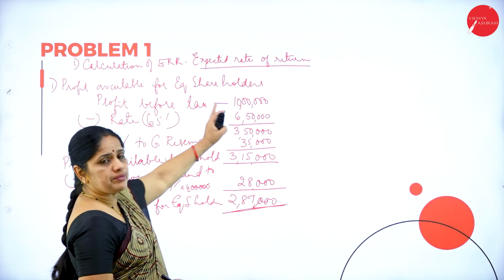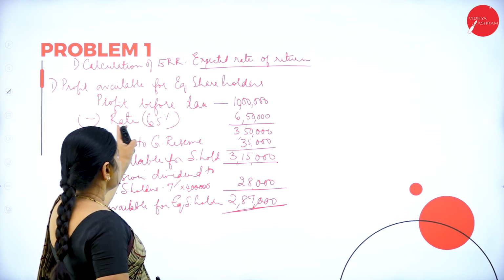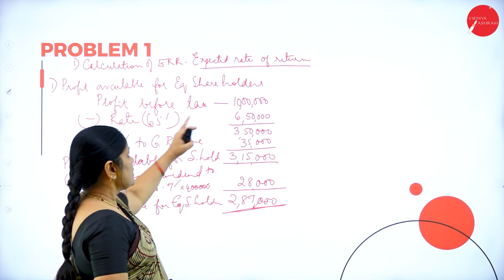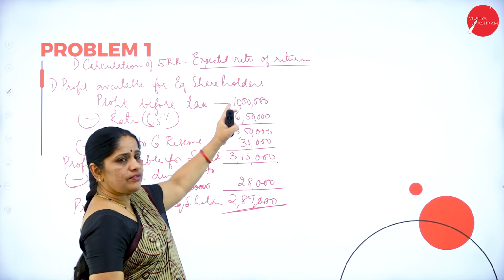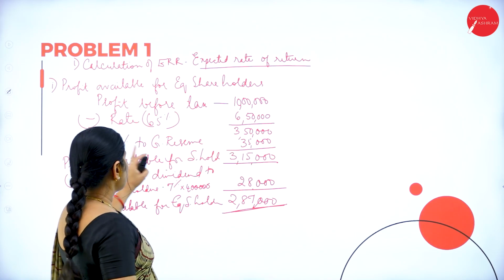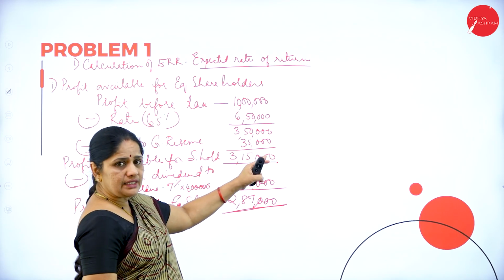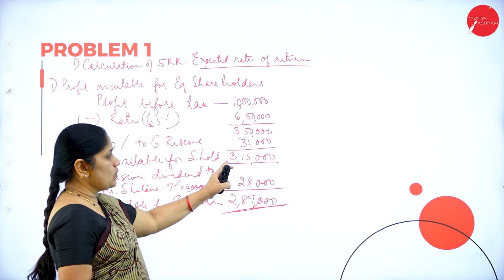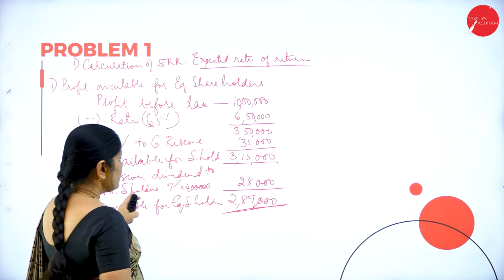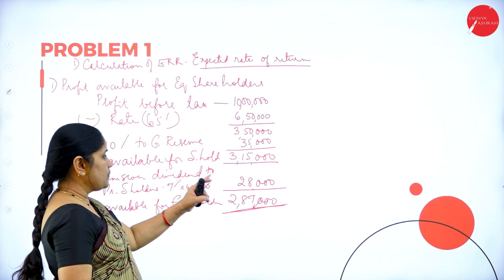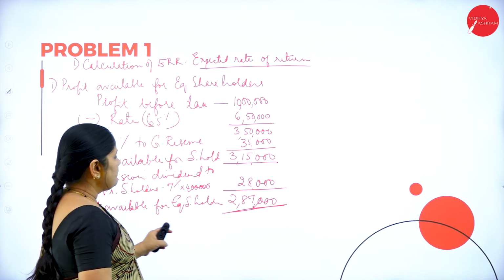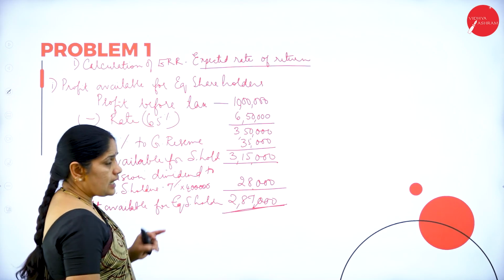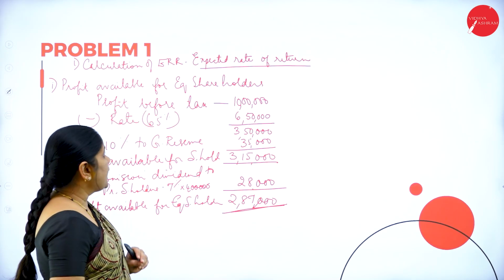First thing is profit before tax is 10 lakhs. So the rate of taxation is 65%. So 6,50,000. So I deduct 6,50,000 from 10 lakhs, I get 3,50,000. From this, I deduct 35,000, that is 10% of that. I get profit available for shareholders as 3,15,000. From this, I deduct the preference dividend 28,000. So profit available for equity shareholders is 2,87,000. Now I have to calculate the ERR.